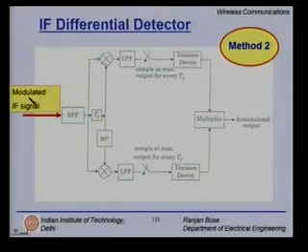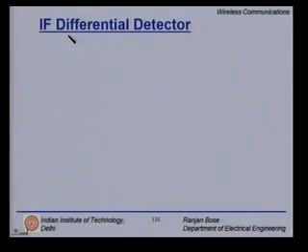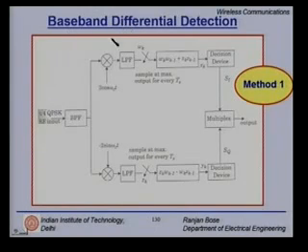Please note, here the modulated IF signal is fed. Therefore, it is called the IF differential detector as opposed to the earlier one which worked at the baseband.